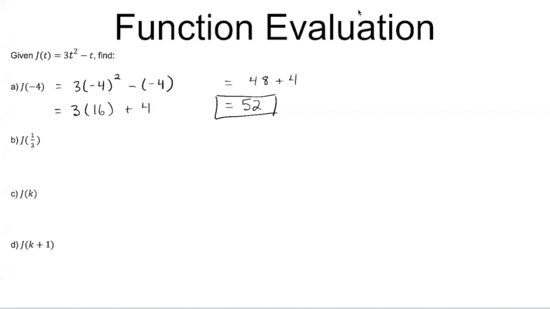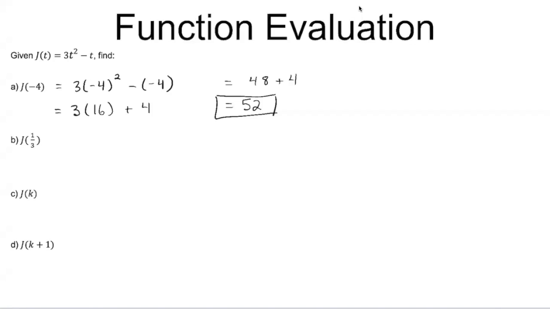Our first example, we have to substitute -4 for t. When I substitute a negative, I need to be careful when I'm evaluating. When I have -4 and I square it, the result is positive. So -4 squared is 16. When I subtract a negative, it's the same as adding it. So you see that the subtraction symbol has changed to addition.